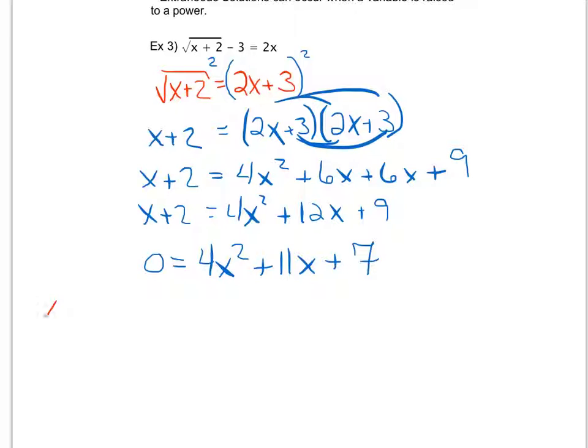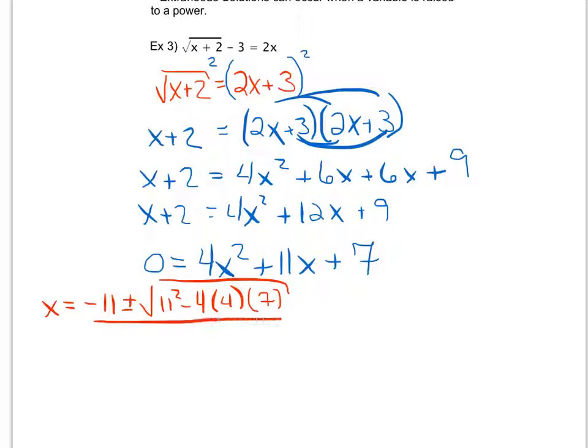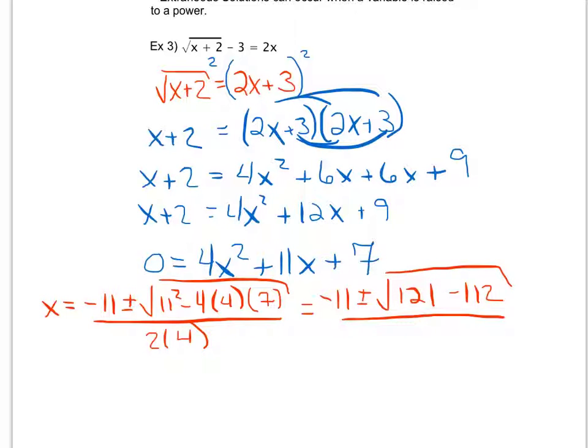I don't want to try to factor this, so I'm going to go ahead and use the quadratic formula. So using the quadratic formula, I get x equals negative b plus or minus the square root of b squared minus 4 times a times c all over 2 times a. Well, that gives me negative 11 plus or minus the square root of 121 minus 112 all over 8. And that reduces to negative 11 plus or minus the square root of 9 all over 8.